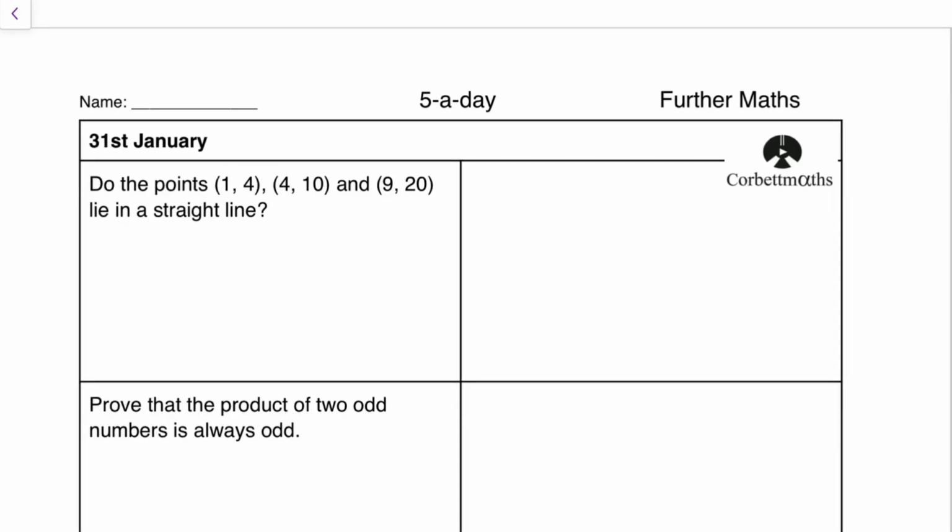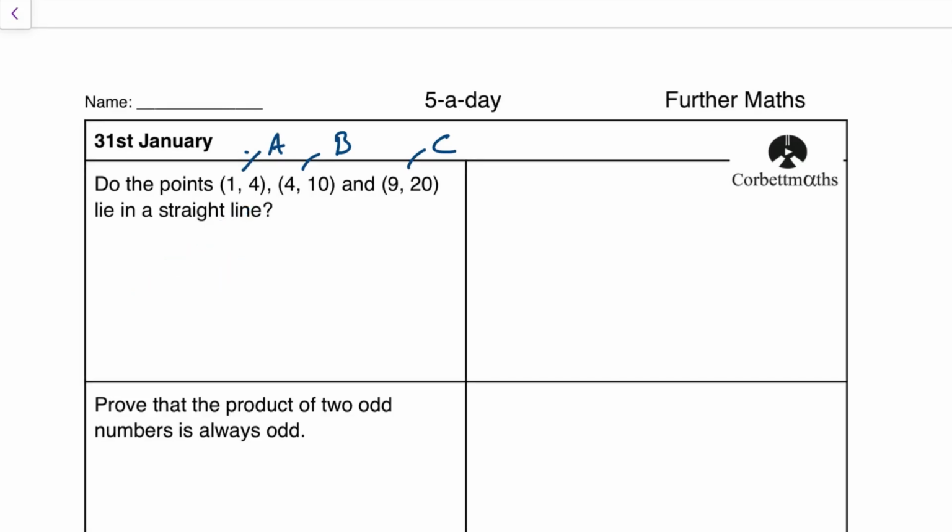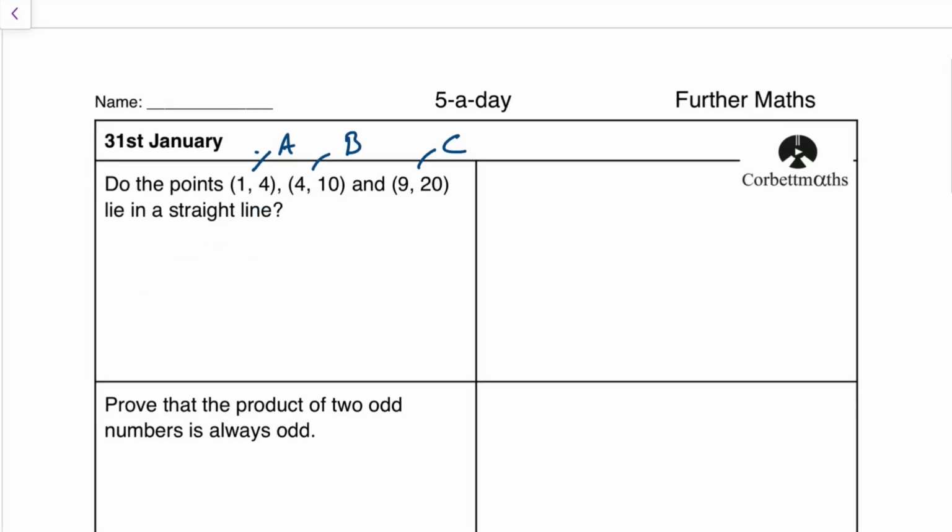Well, I'm going to label the points because I can talk about them. A, B, C. Do the points A, B, C lie in a straight line? The argument is that if you have two parallel lines that share a point, it must be a straight line. There's no other way of doing two parallel lines. There are a few ways of doing this. You could do it as a vector, or you could do it as a gradient. I'm going to do gradient.